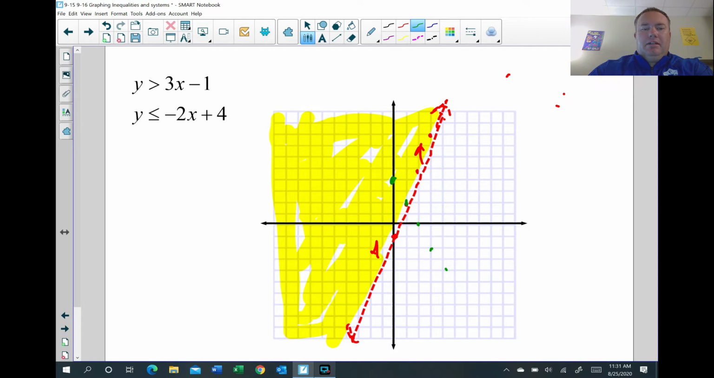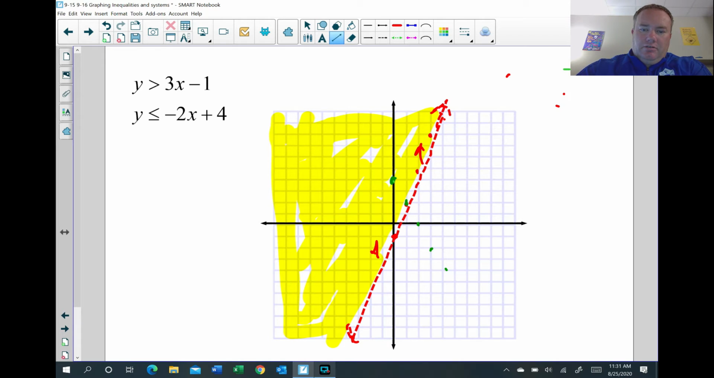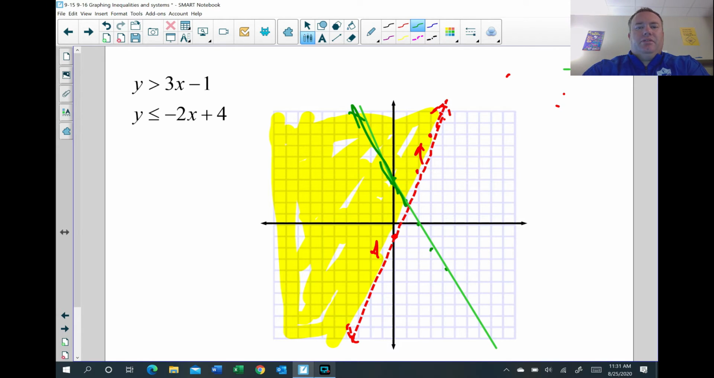Now with this being less than or equal to, we're talking about a solid line. Let me try a solid line on here and see how it works. There we go, kind of. That's still not great. I'm trying all this stuff out, guys, to make this as good as possible. It should probably be more like this. There we go.